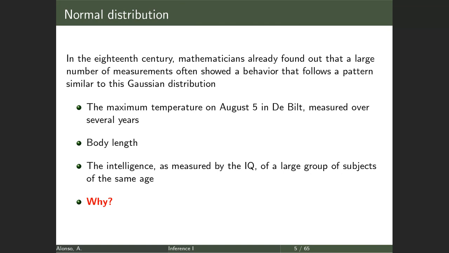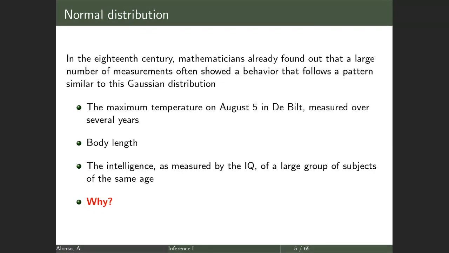Now, have you ever asked yourself why they call it the normal distribution? Well, this dates back a couple of centuries. Actually, in the 18th century, mathematicians started to see that many phenomena in nature follow this pattern. They follow this bell shape. For instance, if you got information about the maximum temperature on August 5th and you construct a histogram over the years, you will see that it follows this kind of pattern. If you study body length, or intelligence measured by the IQ score, you will see that if you make a histogram, it follows this pattern.